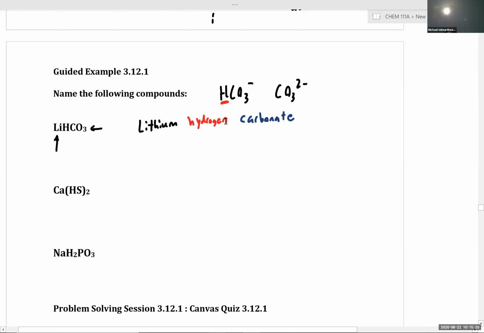Let me just adjust the volume so that way I can hear you a little bit easier. Okay, perfect. Yep, this would be lithium hydrogen carbonate.